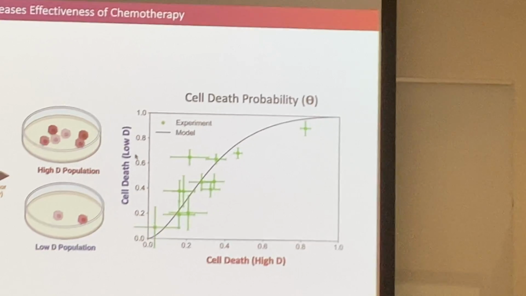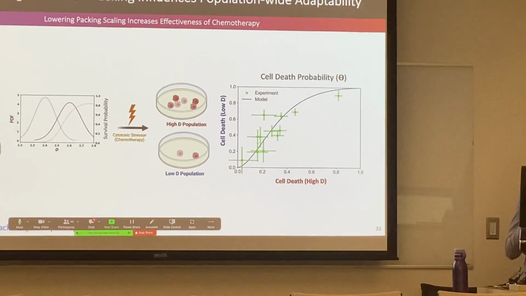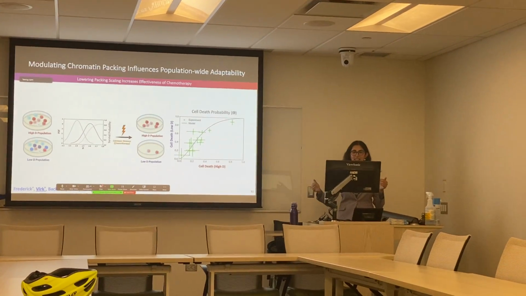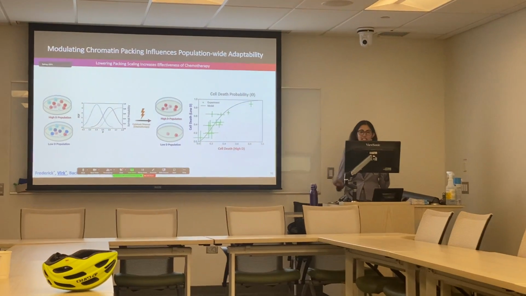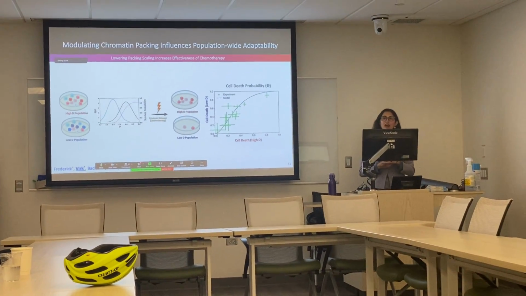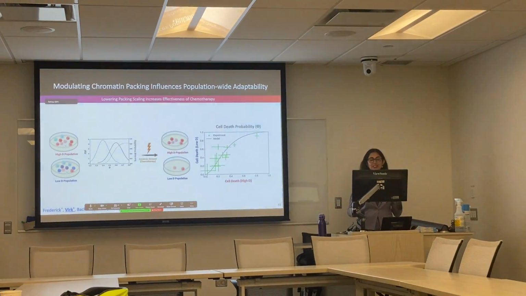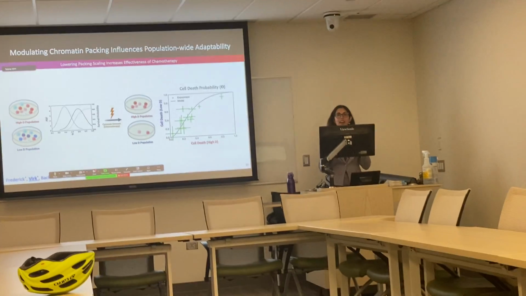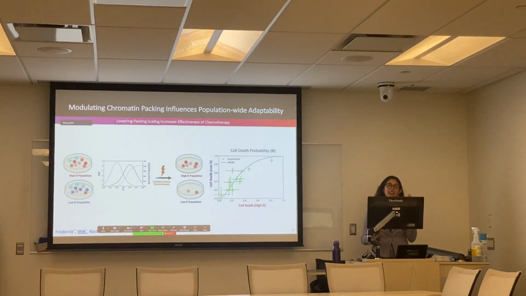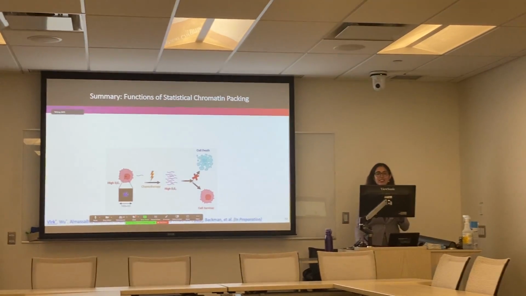And we're able to see this both experimentally as well as with the model, which is able to explain mechanistically that lowering packing scaling will increase the cell death of a cytotoxic stressor such as chemotherapy. So overall, this has implications for potential drug screening in the future. If we're able to find drug agents that are able to change the statistical packing of chromatin, then we might also be able to predict its response to chemotherapeutic stressors.